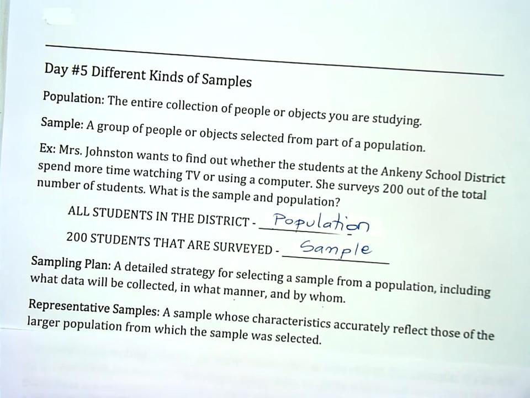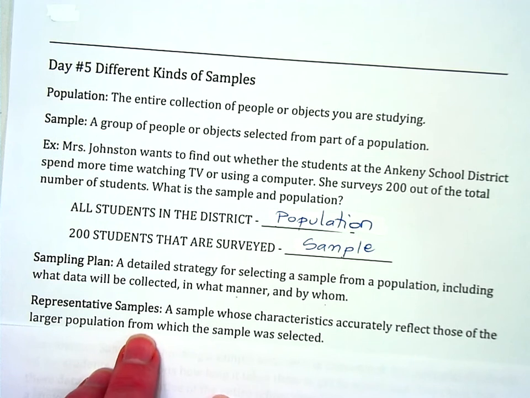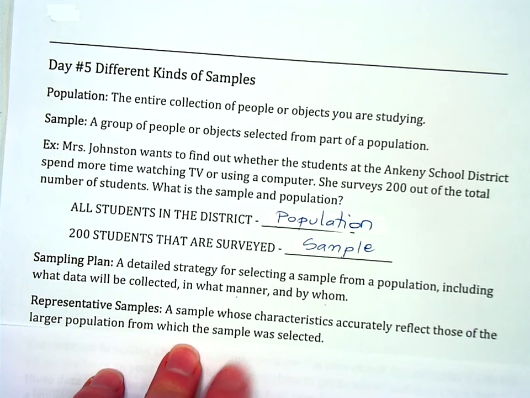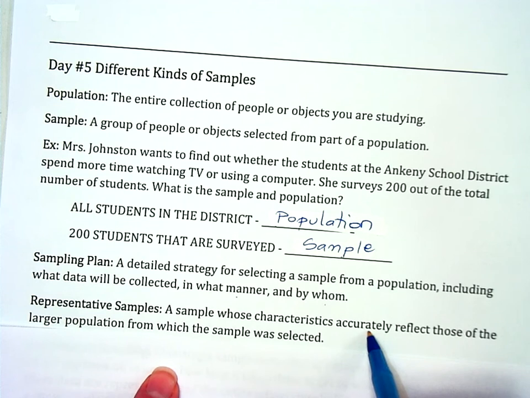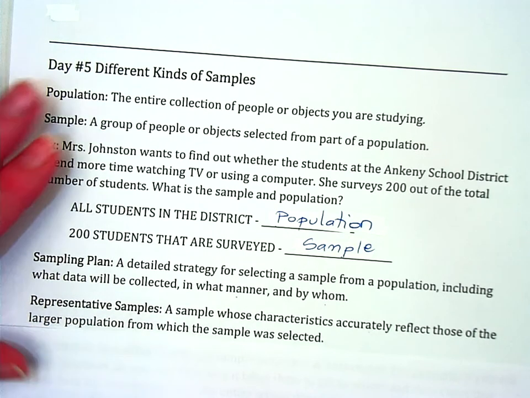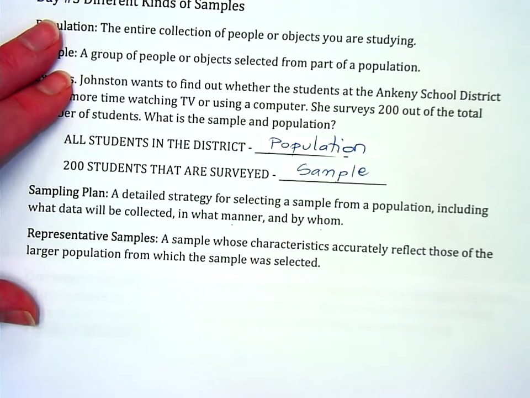When you have a representative sample, that means that the characteristics of your sample accurately portray or reflect the characteristics of the larger population. So that's very important.